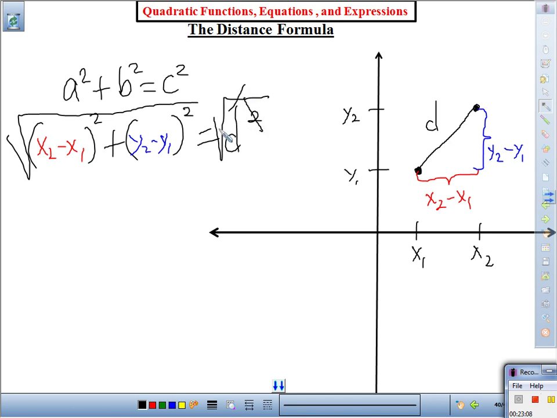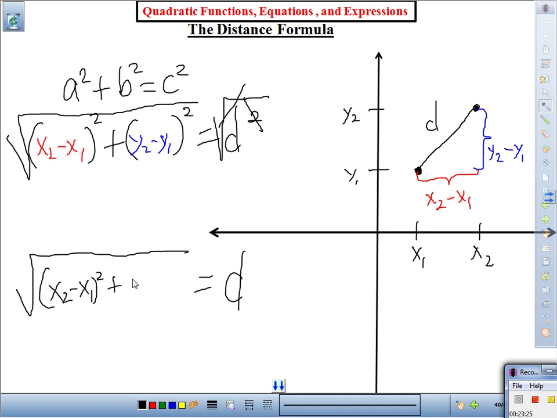Can I cancel this squared? Yes. Can I cancel these squares? Tell your neighbor why not, please. Because there's addition, so that means that stays how? Square root of x sub 2 minus x sub 1 squared plus y sub 2 minus y sub 1 squared.